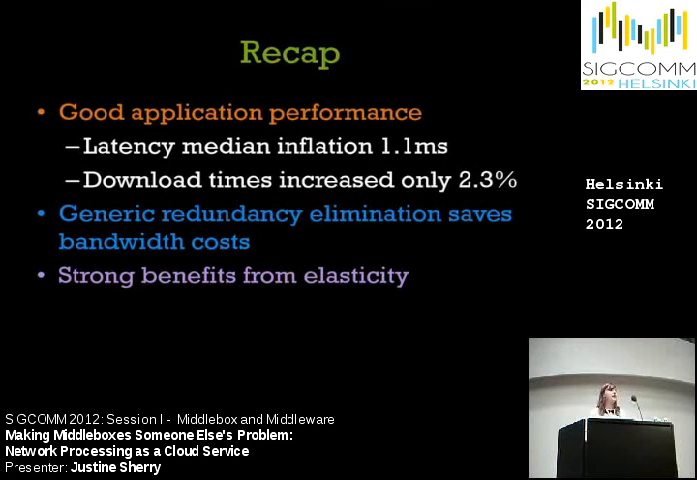So I just walked through some evaluation. I'm going to recap the results. I showed some good application performance, that there was a negligible overhead in terms of application performance with APLOMB. Our median latency inflation from a real enterprise was 1.1 milliseconds, and our download times using BitTorrent increased only 2.3%. We also saw that generic redundancy elimination saves on some of the bandwidth costs, and that we had strong benefits from elasticity for many of the enterprise's sites.